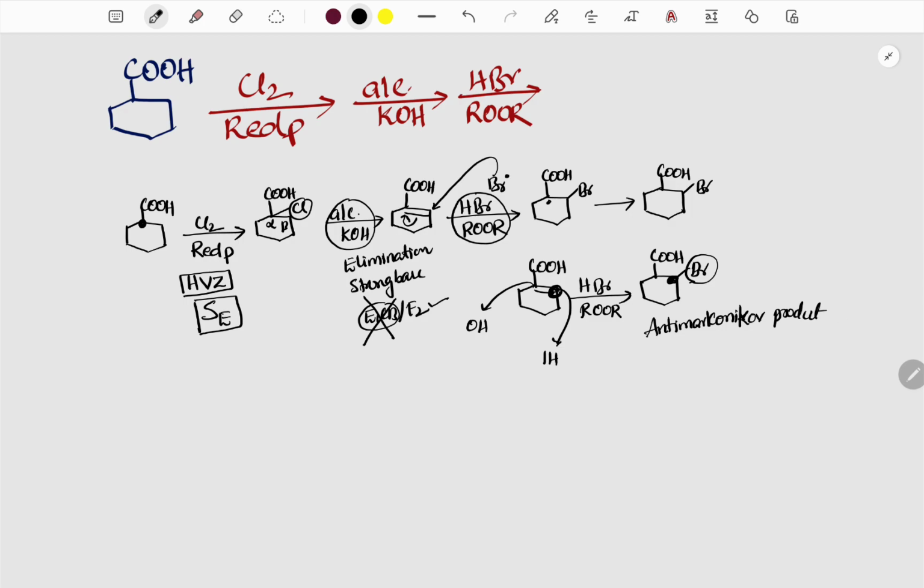Anti-Markovnikov product. And one more thing, for HBr, the peroxide effect is observed, but for HCl, the peroxide effect is not observed, because in the overall mechanism, the bond enthalpy of HCl is not supporting the free radical mechanism.